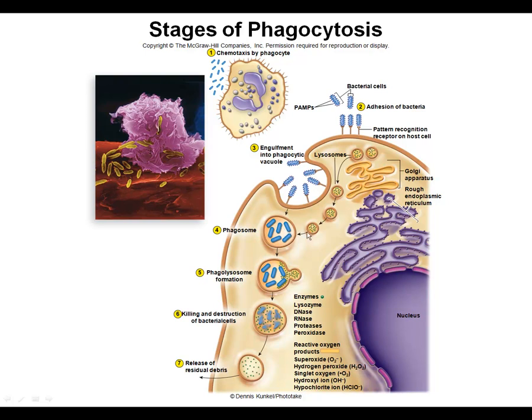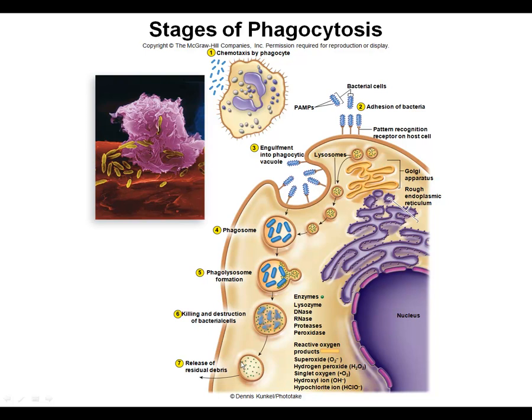The phagosome is going to fuse with these lysosomes. These lysosomes contain degradative enzymes, and they fuse with the phagosome and release their digestive enzymes into it. Once they have fused together, we have what is called a phagolysosome. That is going to degrade all of the cellular contents, and now we have killing and destruction of the bacterial cells within this phagosome.